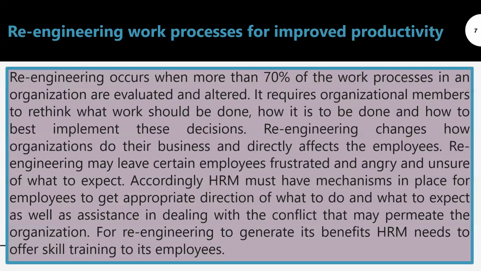Re-engineering occurs when more than 70% of the work processes in an organization are evaluated and altered. It requires organizational members to rethink what work should be done, how it is to be done, and how to best implement these decisions. You cannot just re-engineer, guys, okay? These are the challenges and issues in human resources, but you cannot just re-engineer any organization. You have to actually study first and understand before you re-engineer.